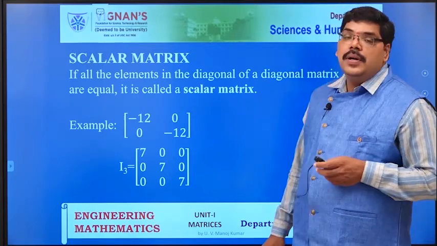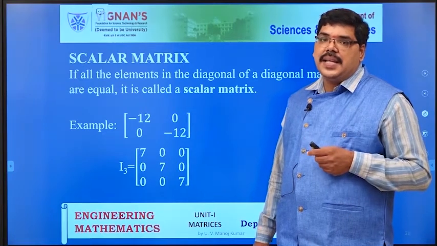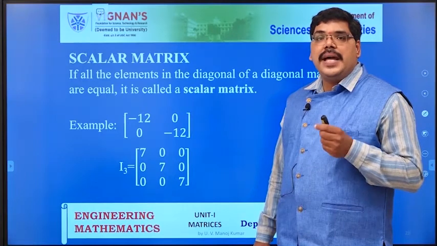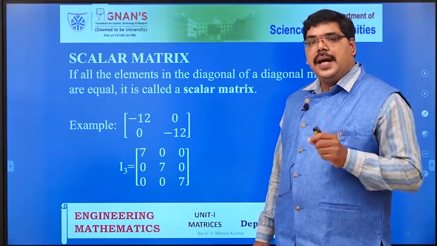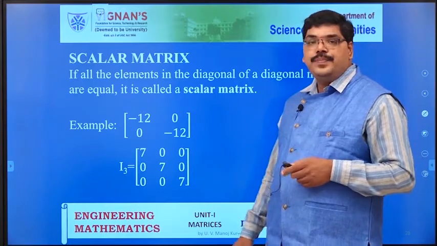The next type of matrix is a scalar matrix. A scalar matrix is a matrix in which all principal diagonal elements are the same and all remaining elements are zeros. Here is an example.